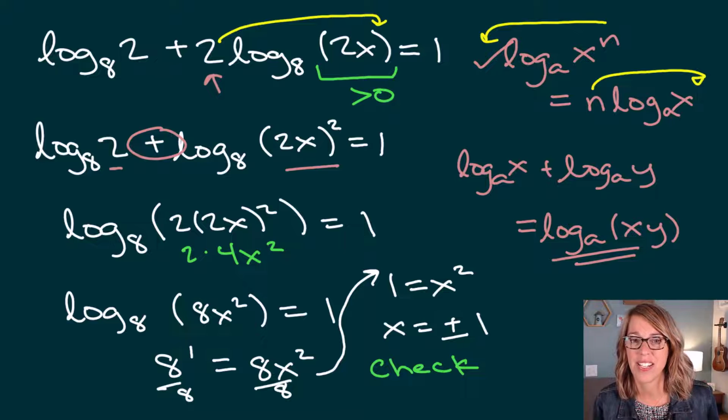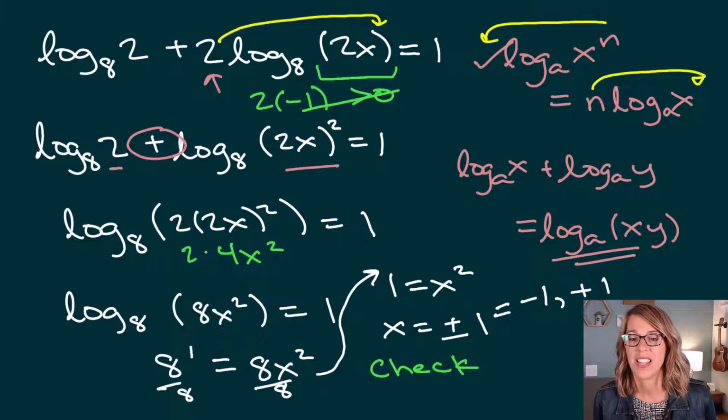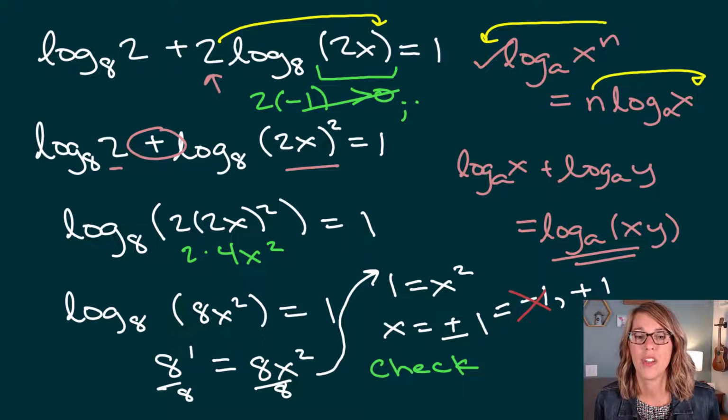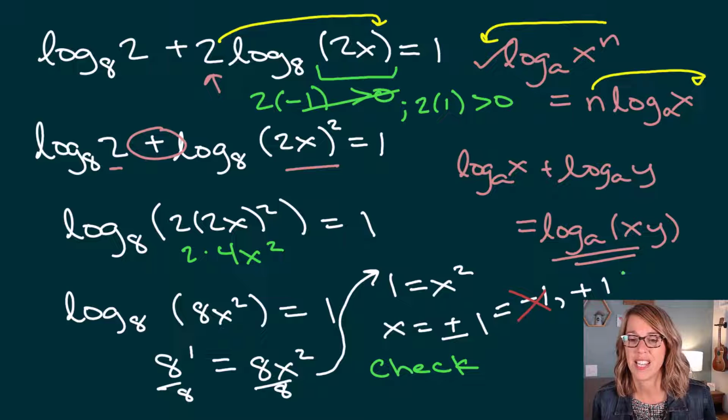Okay, so let's go ahead and put negative 1 in. It's not going to work, right? So 2 times negative 1 is not greater than 0. So as I look at those two solutions, I have a negative 1 and a positive 1. Negative 1 is not going to work. It makes inside of my original logarithm negative. But if I try the positive 1, I am good to go. 2 times positive 1 is greater than 0. I can keep that one.